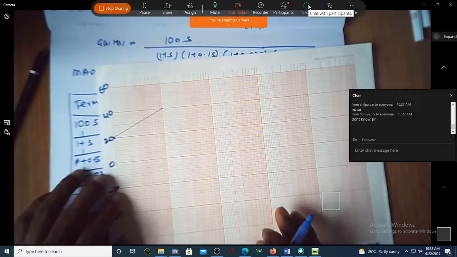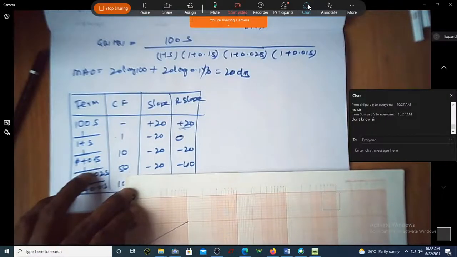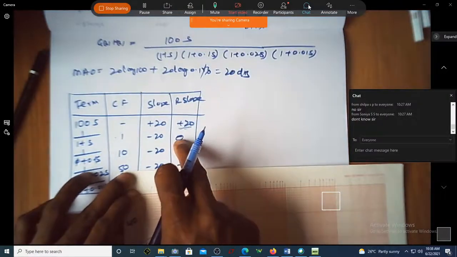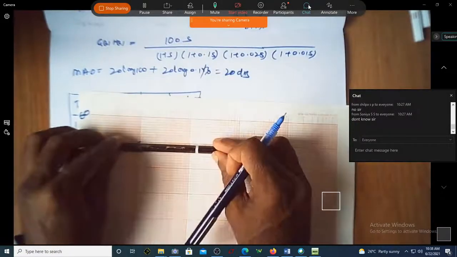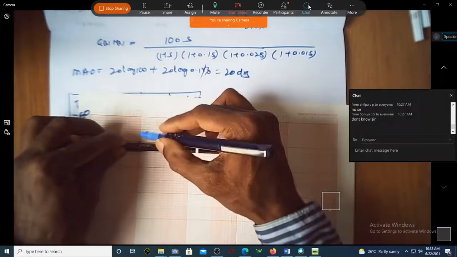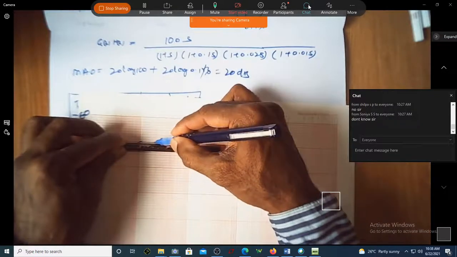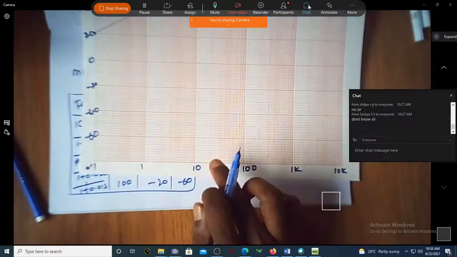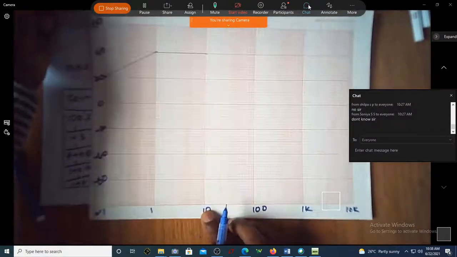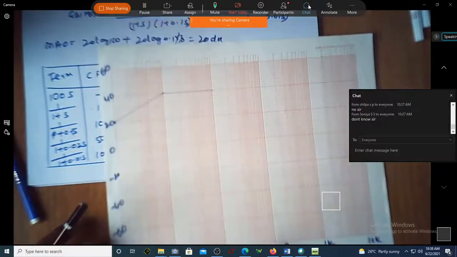Okay, then what is the slope? Next slope is 0. Till where? Till 10. So shall I draw a straight line with 0 dB per decade slope till 10? This is 10. Yes, sir. And then minus 20 till 50.